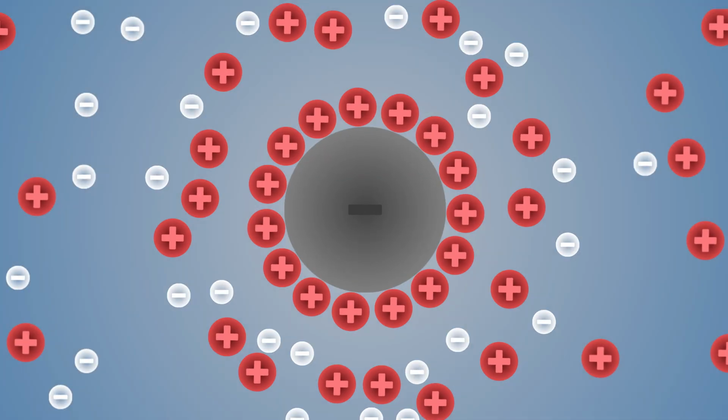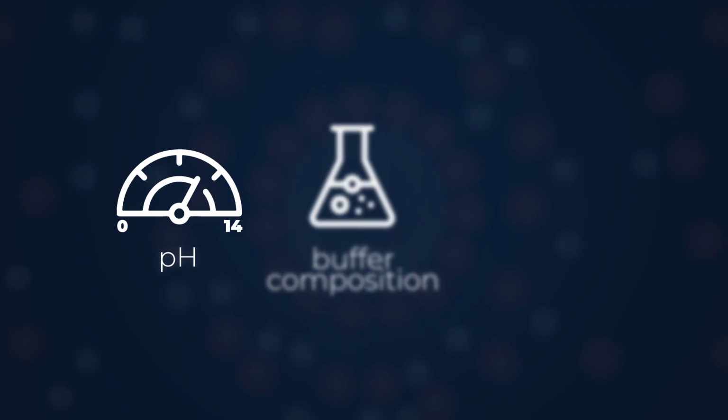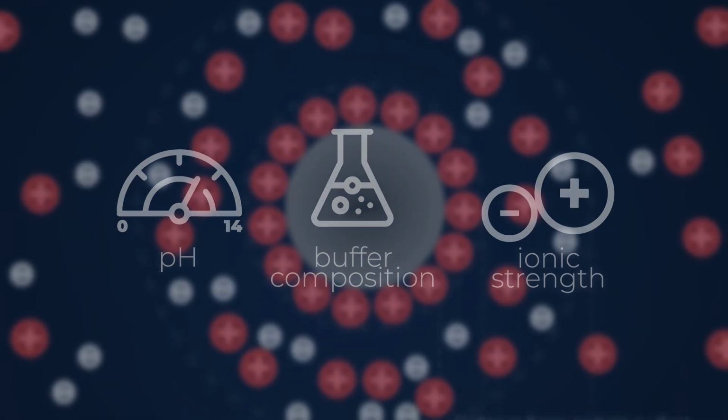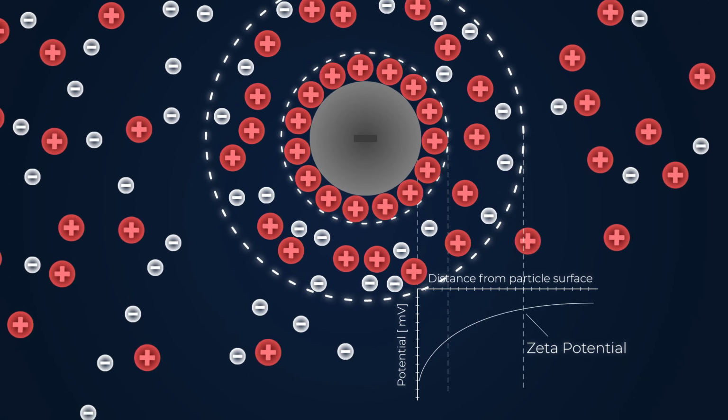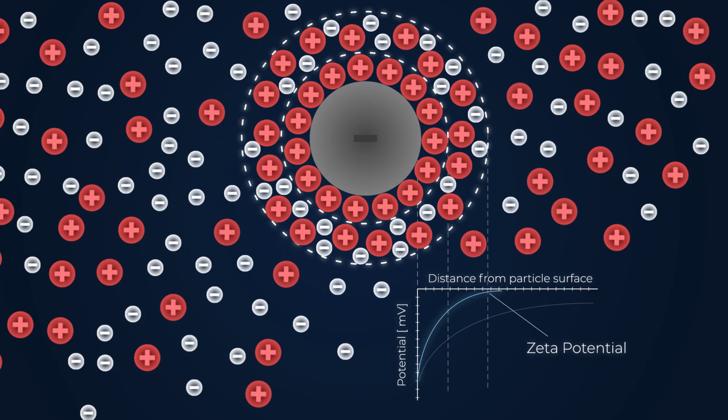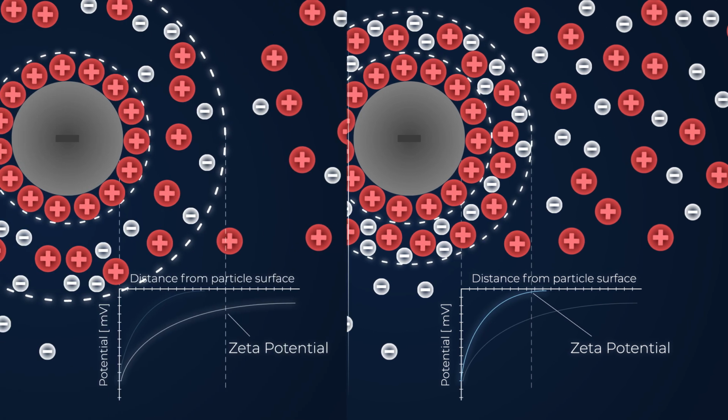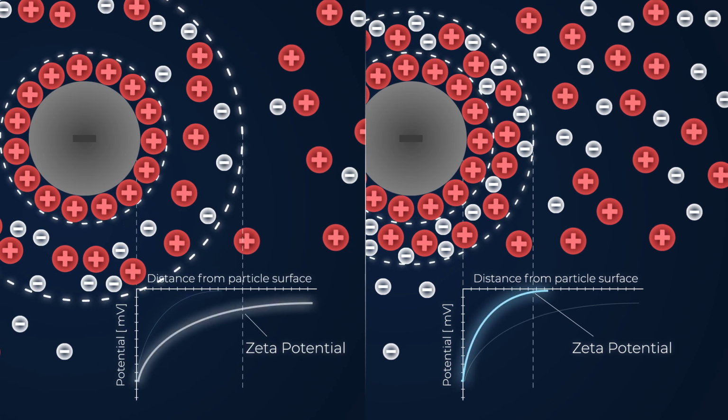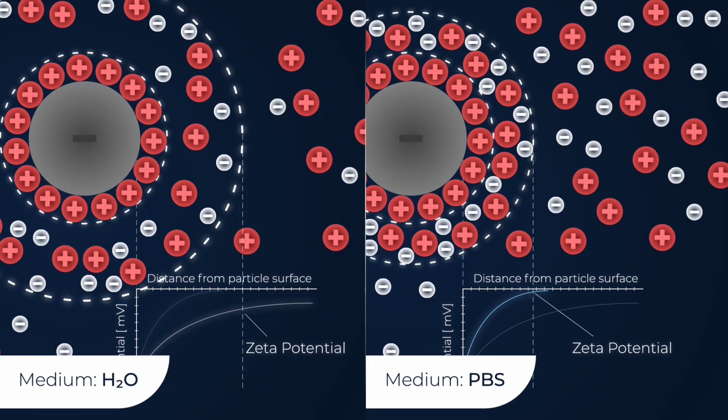The surrounding medium has a strong influence on the measured value. pH, buffer composition, and ionic strength shape the electrical double layer around each particle. As ionic strength increases, this layer compresses, and the effective zeta potential decreases. Identical particles can therefore show different values depending on the medium, which makes reporting measurement conditions essential.